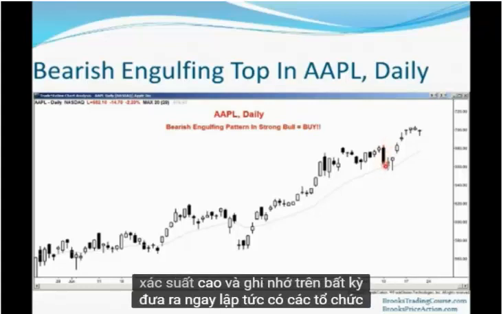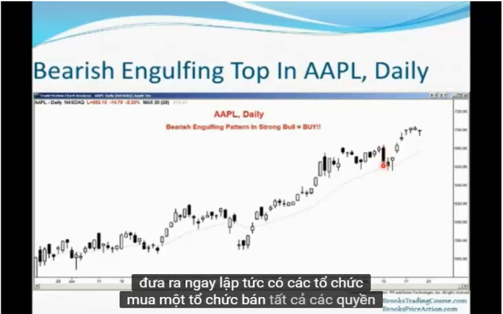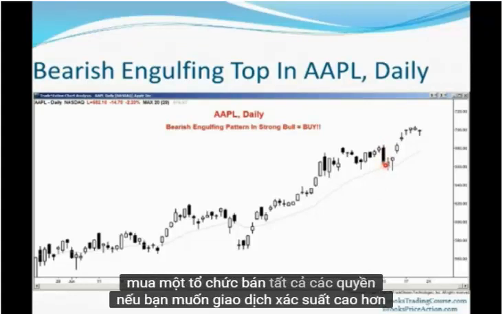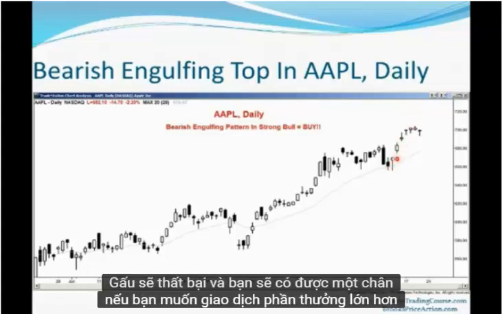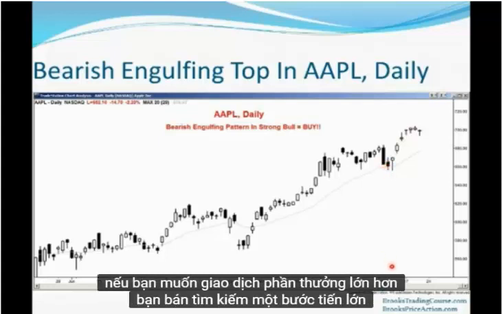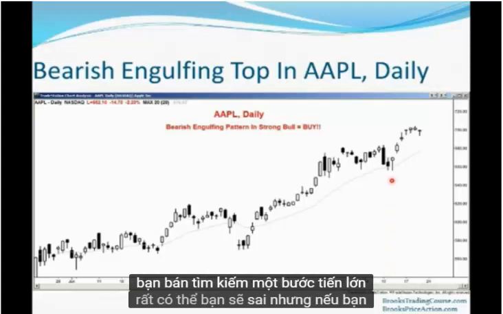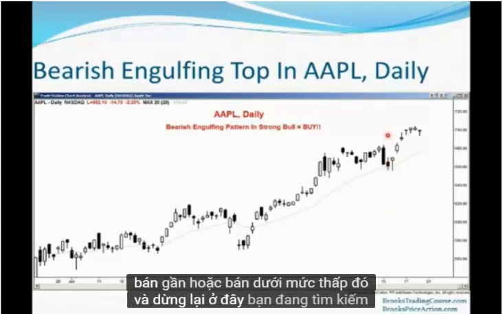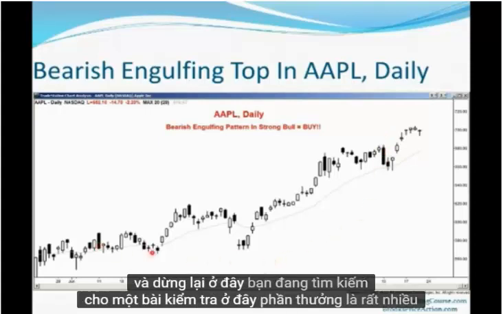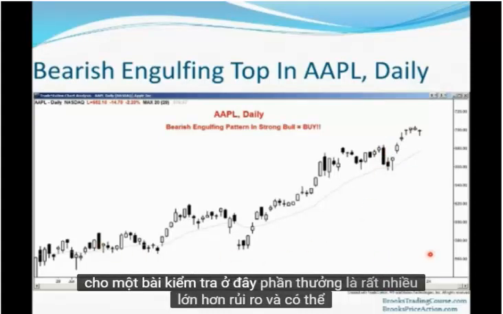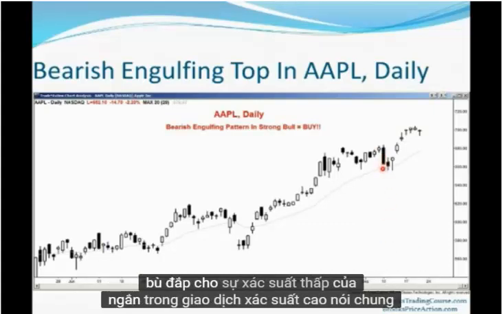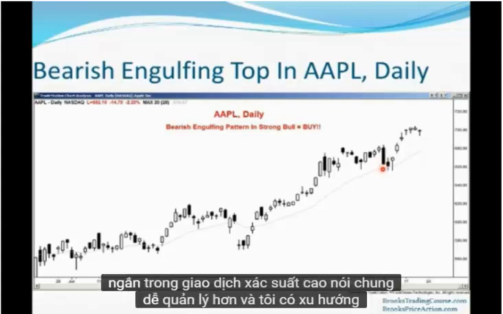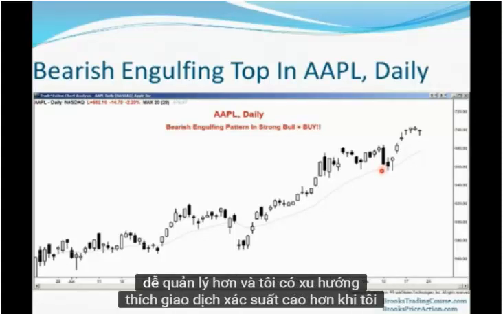And remember, on any given instant, there are institutions buying and institutions selling, right? If you want the higher probability trade, you buy these bear closes, betting that the bears will fail, and you'll get a leg up. If you want the bigger reward trade, you sell looking for a big move down. Chances are you'll be wrong, but if you sell that close or sell below that low and put a stop up here, you're looking for a test down here. The reward is many times greater than the risk, and that can make up for the low probability of the short. In general, high probability trades are easier to manage, and I tend to prefer higher probability trades.